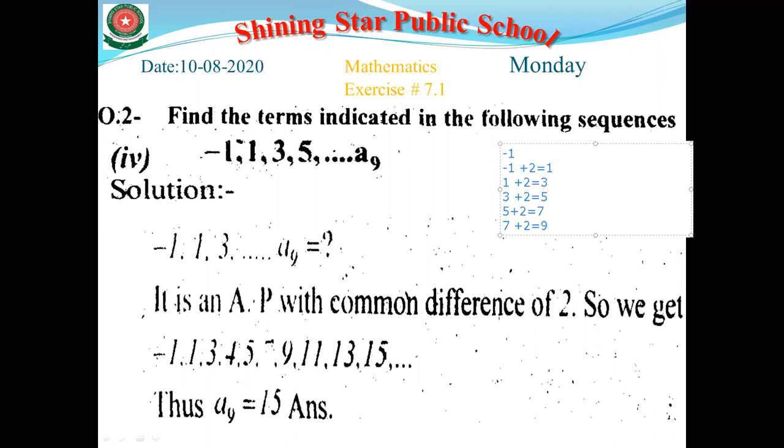Again, add 2 to 9, that is equal to 11, then 13. And 13 plus 2 is equal to 15, which is your required answer. Simple. So A9 is 15. We add 2 to each term, so we get the next term. If we add 2 to the previous term, simply we get the next term. So very simple questions.